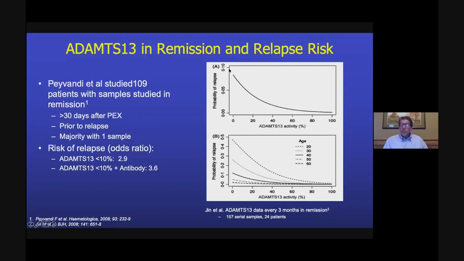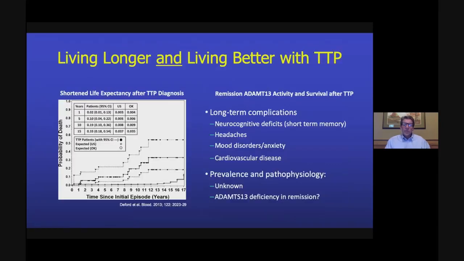It's just approaching 10% over the next 3 months. But what you can see in this bottom panel, if you separate out by age, the younger you are, the greater that risk of relapse is. So the youngest patients, the 20 and 30-year-olds, have about a 30 to 50% chance of a relapse in just the next 3 months if their ADAMTS13 activity is low. And that's why we talk about treatments to improve that in remission to prevent relapse.